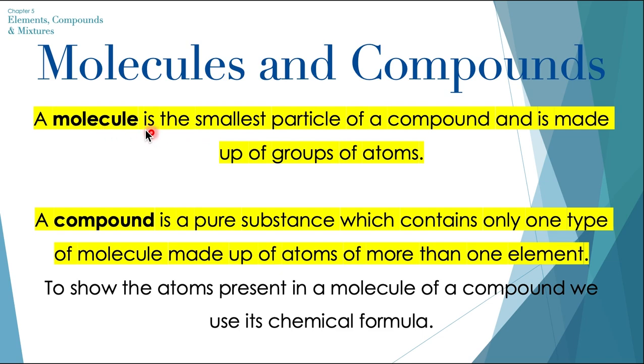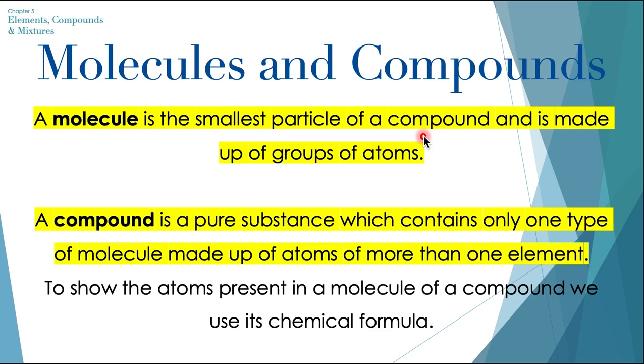A molecule is the smallest particle of a compound and is made up of groups of atoms. So, this is the smallest particle of a compound. What is a compound? A compound is a pure substance which contains only one type of molecule made up of atoms of more than one element. So elements and atoms are totally different things from molecules and compounds.